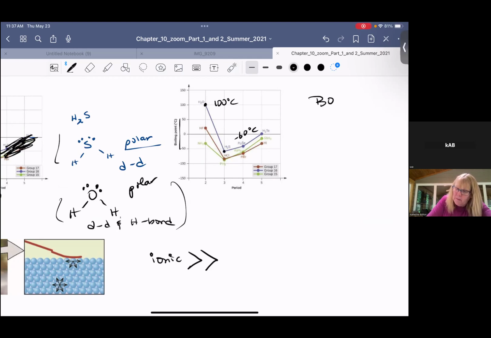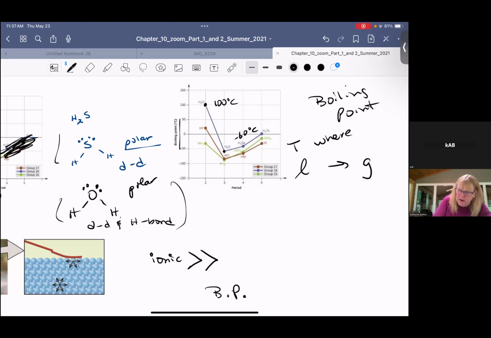Let's just start with boiling point. Again, boiling point is our temperature where we go from a liquid into a gas. If we have something ionic, its boiling point is going to be much greater than something with a hydrogen bond, and that is going to be greater than something that just has dipole. Those would be its strongest intermolecular forces.